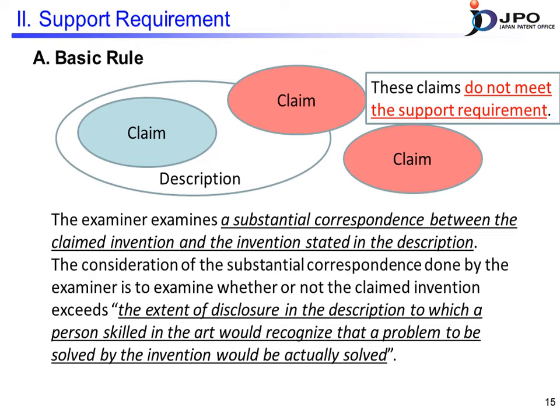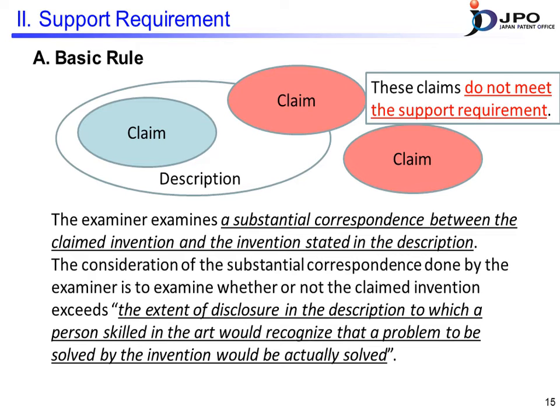How, then, is the support requirement examined? In JPO practice, examiners look for a substantial correspondence between the claimed invention and the invention stated in the description. If there is a substantial correspondence, the claim is supported by the description.